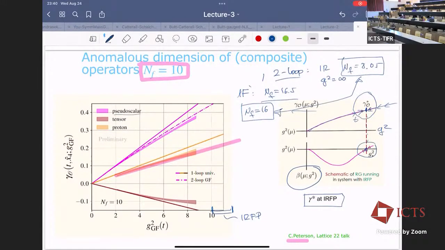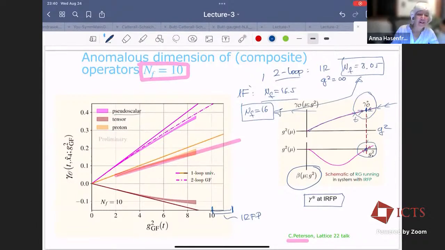Like you have chosen NF to be 10, right? So is that an estimate you're choosing? Okay, so let me say that it's a controversial question. There are people who say that NF 10 is chirally broken. My results, basically calculating the beta function, not from the data that I am showing here but from a different simulation, suggest that 10 flavor is conformal.